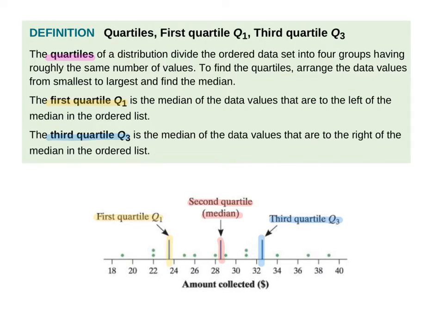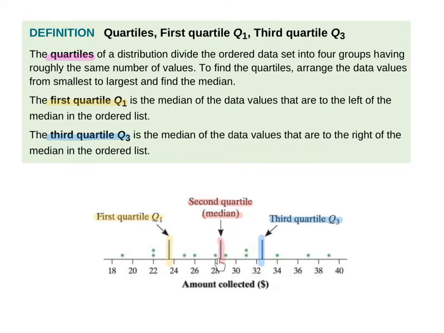Something that helps us avoid the impact of extreme values on our measure of variability, like standard deviation, is chunking up our data into what we call quartiles. So if you think about the word quart, you might think 4, and we do break things up into 4 different sections. So a quartile of a distribution divides the ordered data into 4 groups having roughly the same number of values. To find quartiles, you arrange the data from smallest to largest, and then you find the median.